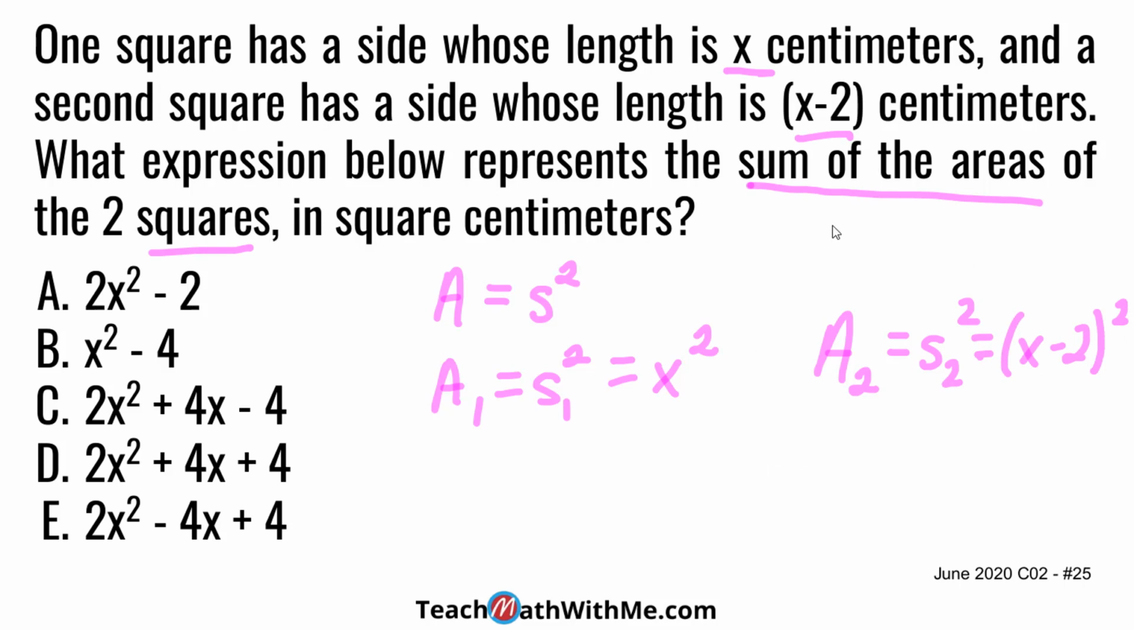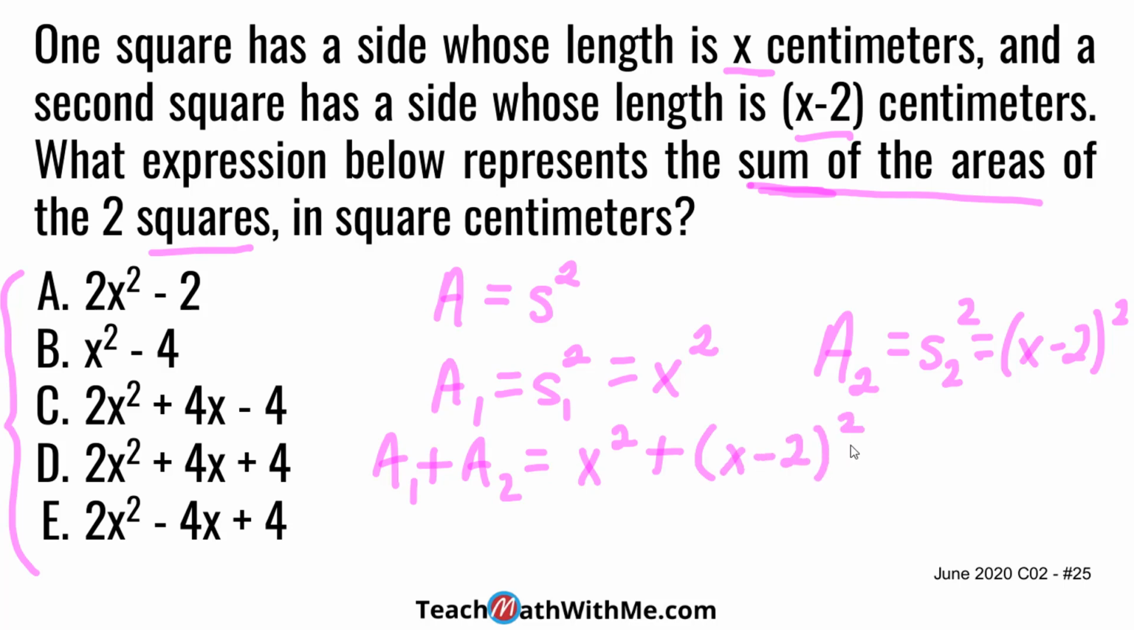Okay, and now that we're looking for the sum of these areas, it's going to be area 1 plus area 2, and we're just going to substitute in because when we look at our answer choices, we see they are in terms of x. So we've got x squared plus the second square, which is x minus 2 squared. But we can tell that we've got to expand this out. We don't have anything with parentheses in our answer choices, so let's keep our x squared, and when we expand this out, this is the same as x minus 2 times x minus 2.